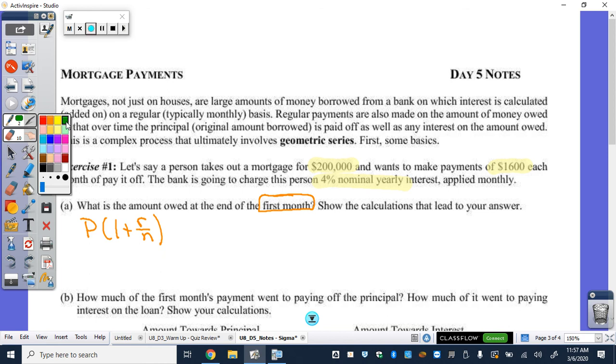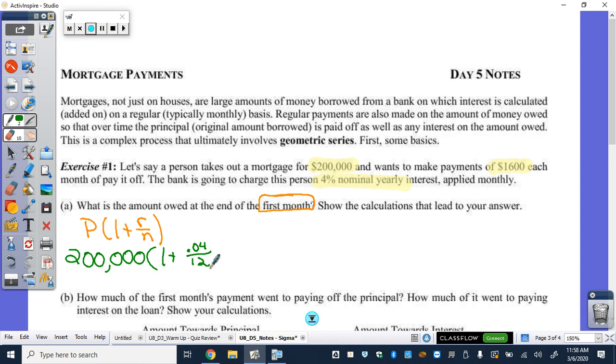So our P, that's how much money they initially borrowed. $200,000. R would be 0.04 because it is 4% interest. And then we would divide it by 12 because, again, we're just looking at 1 month of it, not the whole year's worth of interest. So go ahead, type that in your calculator. Let's see what we get. And remember, we're dealing with money, so 2 numbers after that decimal.